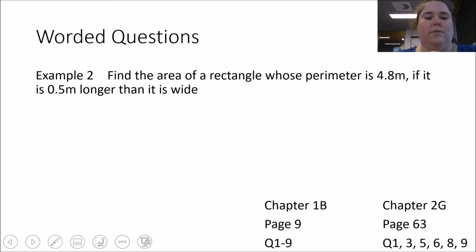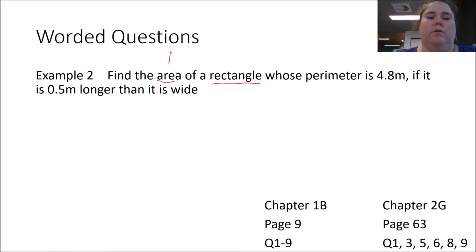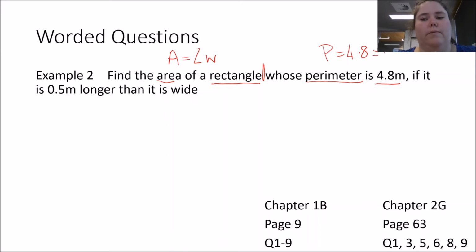Alright, here's another example. A little more complicated. Find the area of a rectangle. Assuming we've got some previous knowledge, we know area of a rectangle is equal to length times width. Once again, I've just broken it down. I've read the first few words and written down what I know. Its perimeter is 4.8. Perimeter equals 4.8, and we get perimeter of a rectangle by 2 lots of the width plus 2 lots of the length. Once again, just writing down what I know.